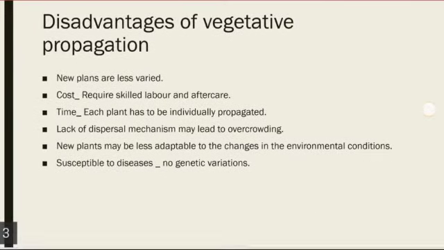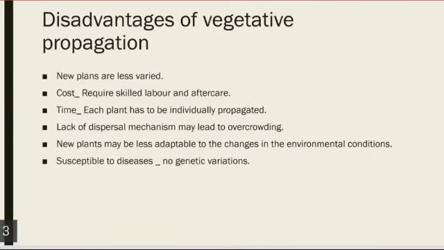And now we will be discussing the disadvantages of vegetative propagation. New plants are less varied. It's a type of asexual reproduction. There is no mixing of two genders, no mixing of different genes. As a result, they will be identical to their parent plant. So variations are very, very less. And when we consider the cost, they require skilled labor and aftercare. We have to take care of the plants.